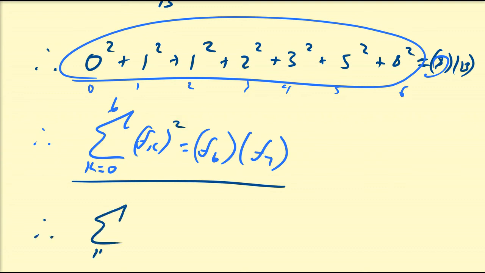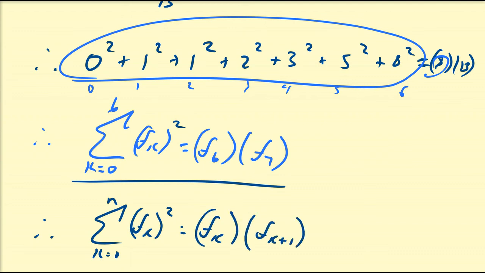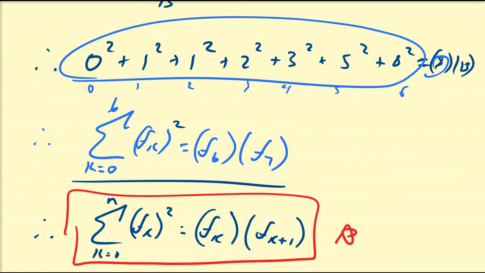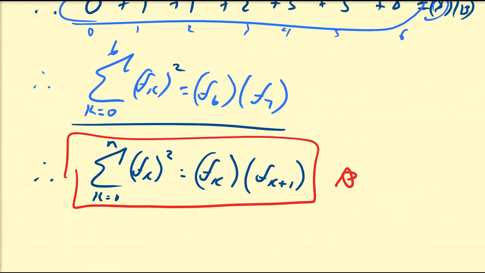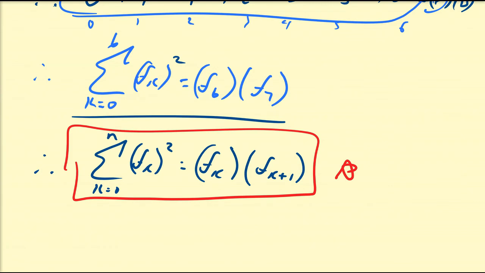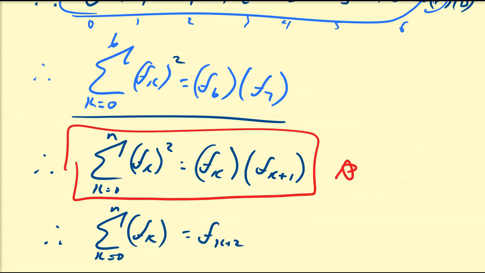We can extend this to the sum from k equals 0 to n of F_k squared is going to be equal to the nth Fibonacci number times the next one in sequence. And again, you can use mathematical induction to prove that the sum of the squares of Fibonacci numbers is equal to F_n times F_(n+1). And we already proved before that the sum from k equals 0 to n of F_k, just the sum of Fibonacci numbers, was just equal to F_(n+2) minus 1.